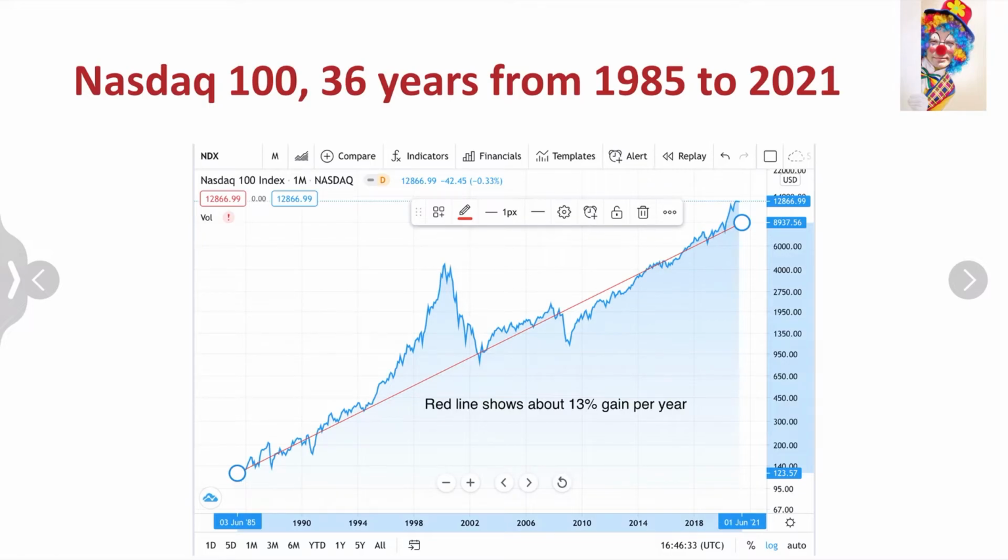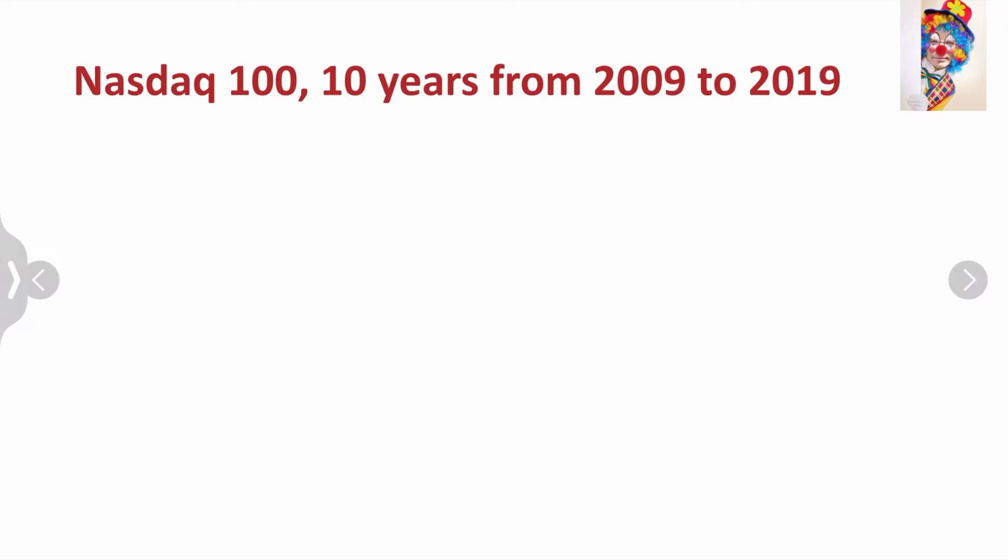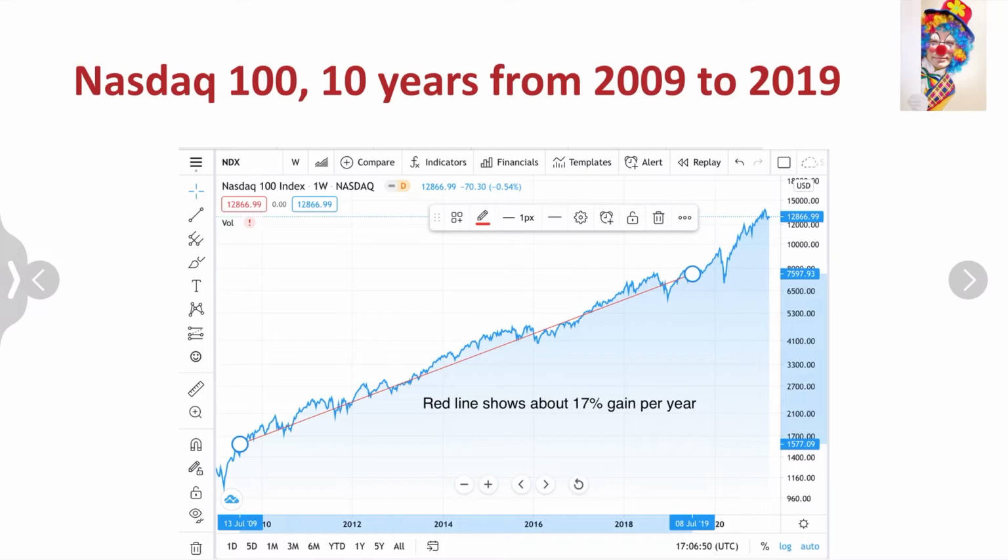So this is 36 years. And if we go to 10 years, from 2009 to 2019, then we see with the red line even 17% growth per year. And also in this time range, the straight line fits very well. And again, a different class of growth compared to the other assets.